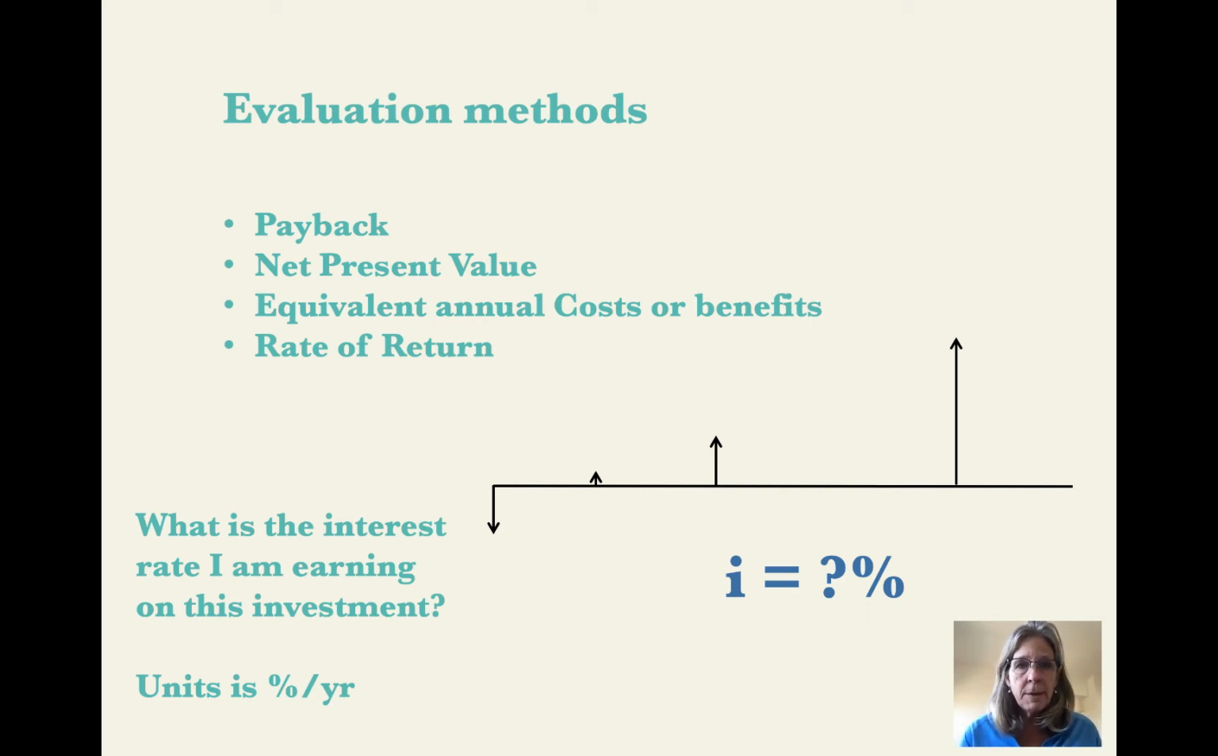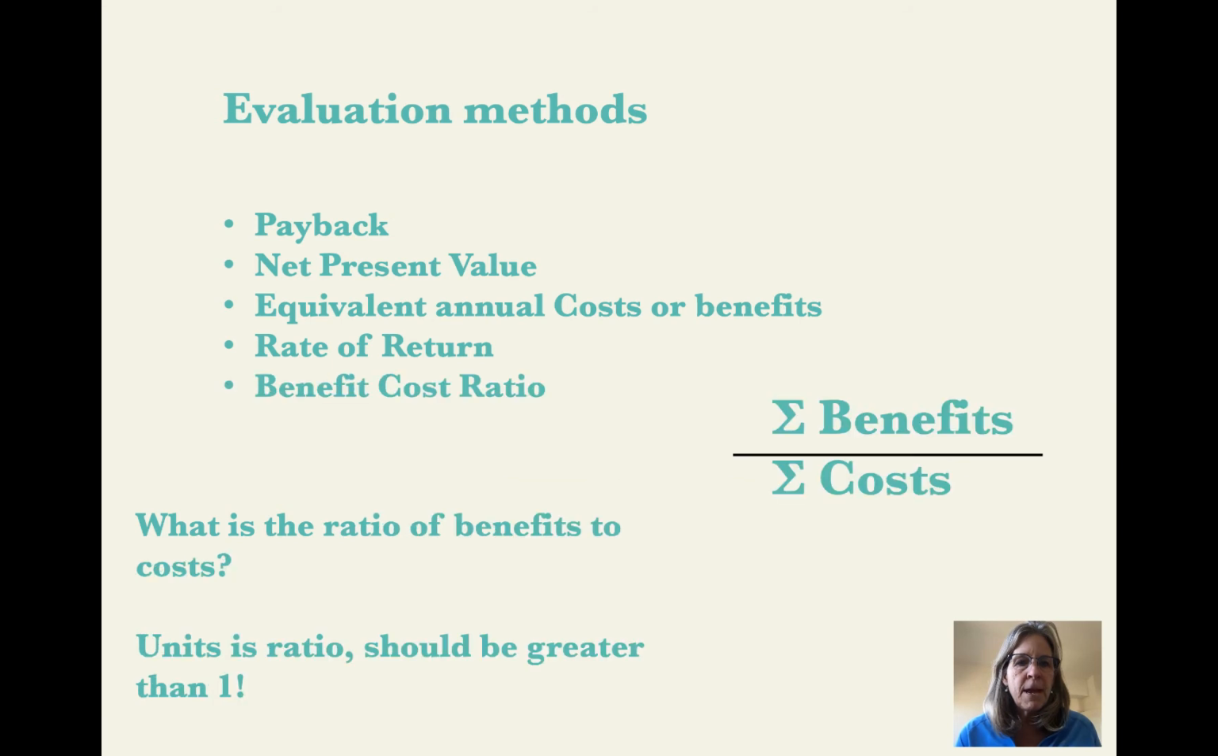This is a very common method, although it's often used a bit incorrectly. Although companies do it all the time, academically there are some mistakes that are easy to make with this method. And then the last one I'm going to talk about is benefit cost ratio.